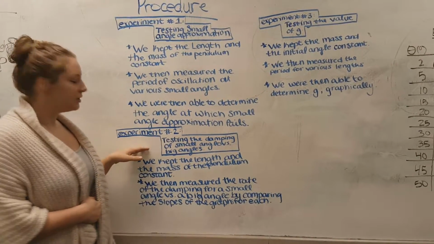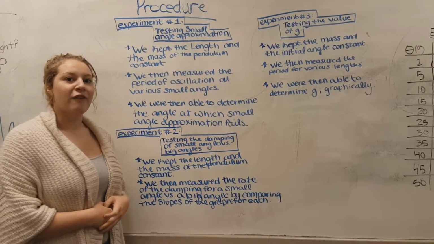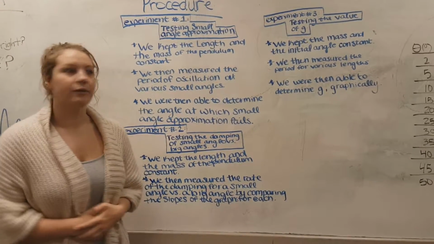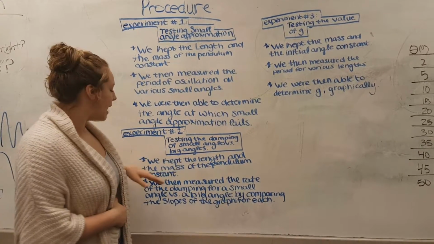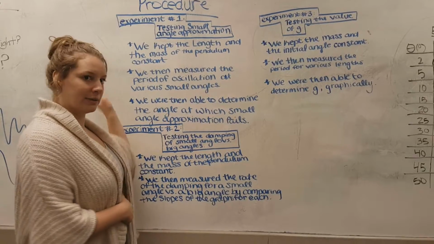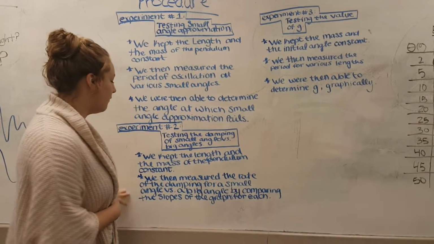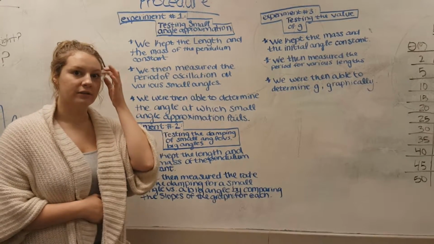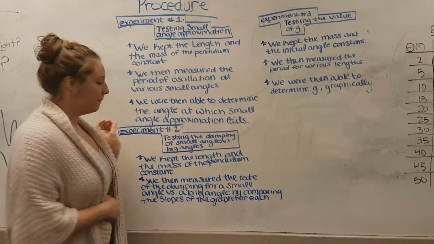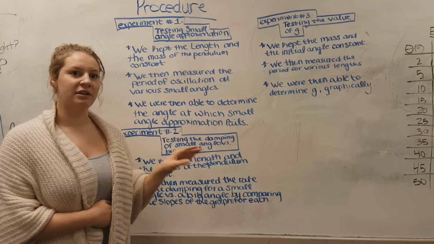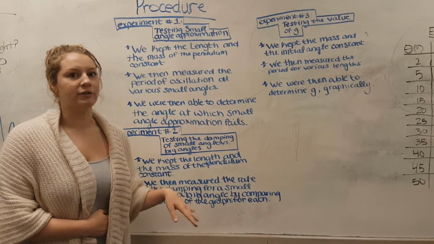For experiment number 2, we tested the damping of a small angle versus a big angle. We kept the length and the mass of the pendulum constant as we did in the first experiment, and then we were able to measure the rate of the damping for a small angle versus a large angle based on the comparison of the slope of each of those.